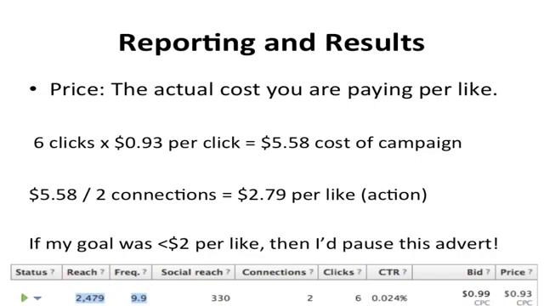The other thing I'd do is if I'm getting 6 clicks, I would want a higher connection rate. I would want more people to click like. I'd want to get that up to 60, 70, 80%. So, I would change the body text, or I'd change the picture, or I'd change the headline.